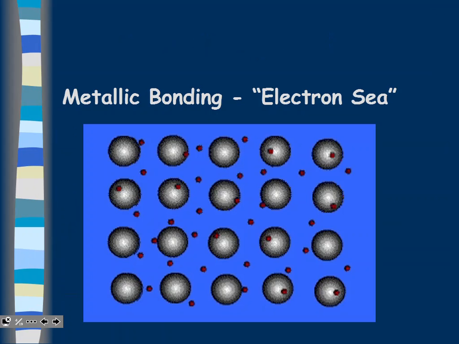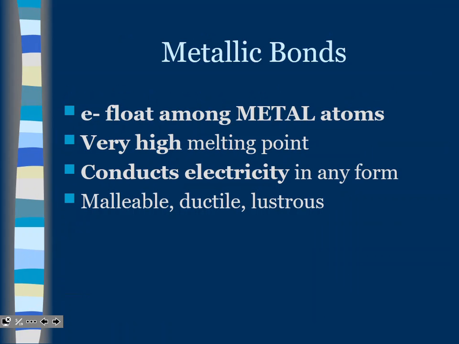Metallic bonding, the sea of electrons, the positively charged centers, and then the delocalized electrons. That allows for the metals to have certain properties as well. Malleable, ductile, lustrous, conducts electricity, very high melting points, so that means their boiling points are even higher. Okay, and the electrons can flow.